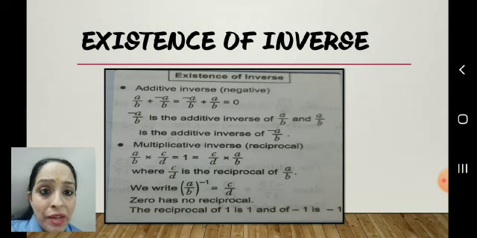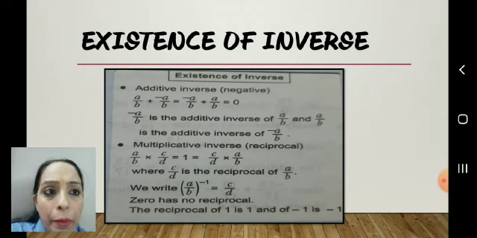Next one is multiplicative inverse. I have told you, another name of multiplicative inverse is reciprocal. It means the numerator will become the denominator and the denominator will become the numerator. So when I am saying a upon b into c upon d is equal to 1, I can check c upon d into a upon b is also 1. So c upon d is the reciprocal of a upon b. 0 has no reciprocal, and the reciprocal of 1 and minus 1 is the same. 1 and minus 1 have their own reciprocal.